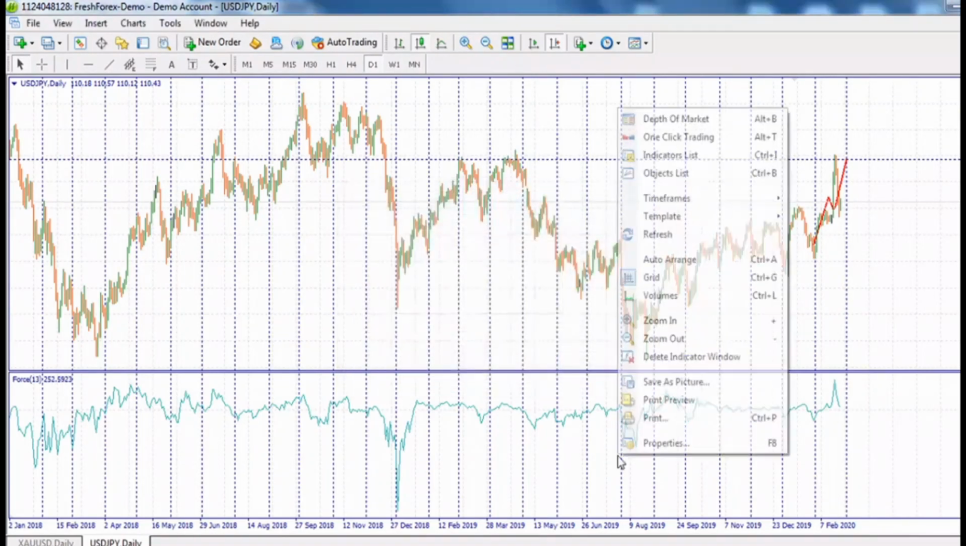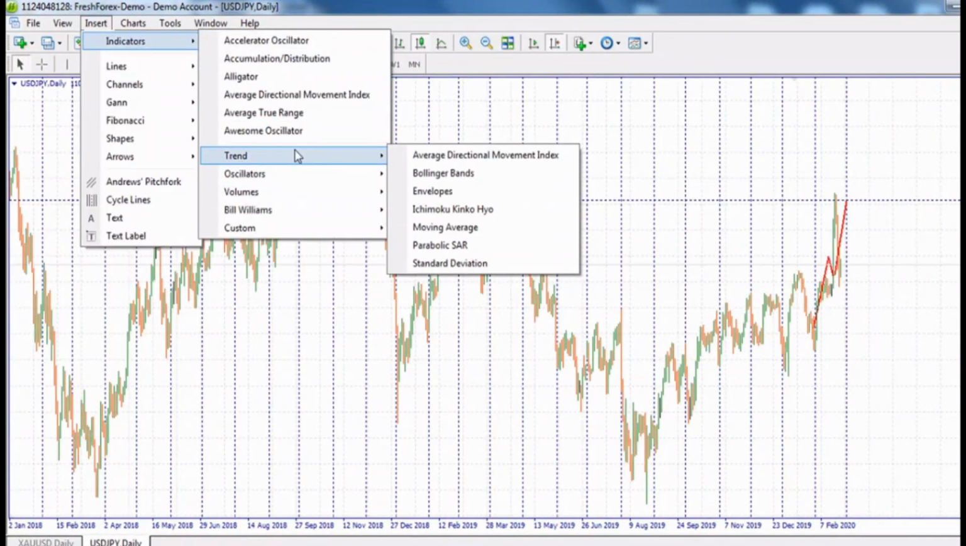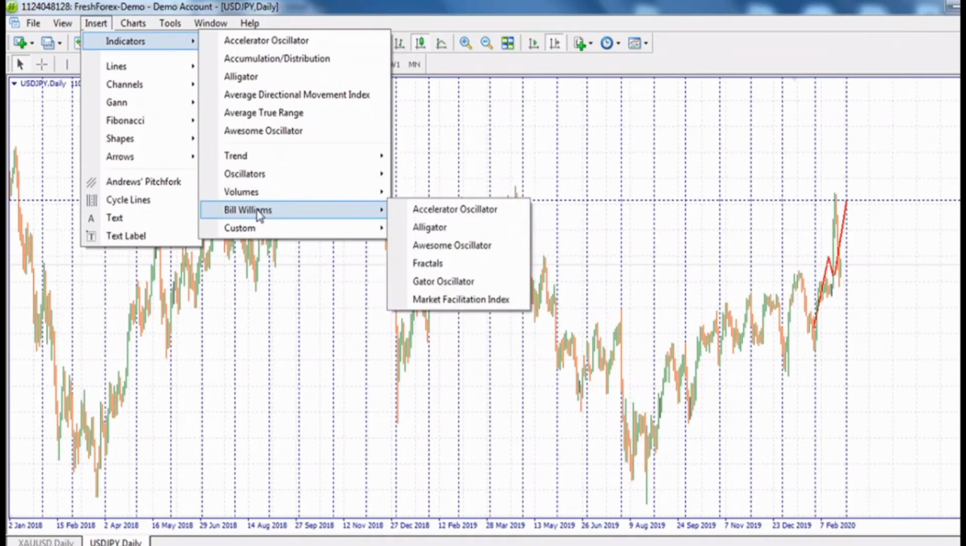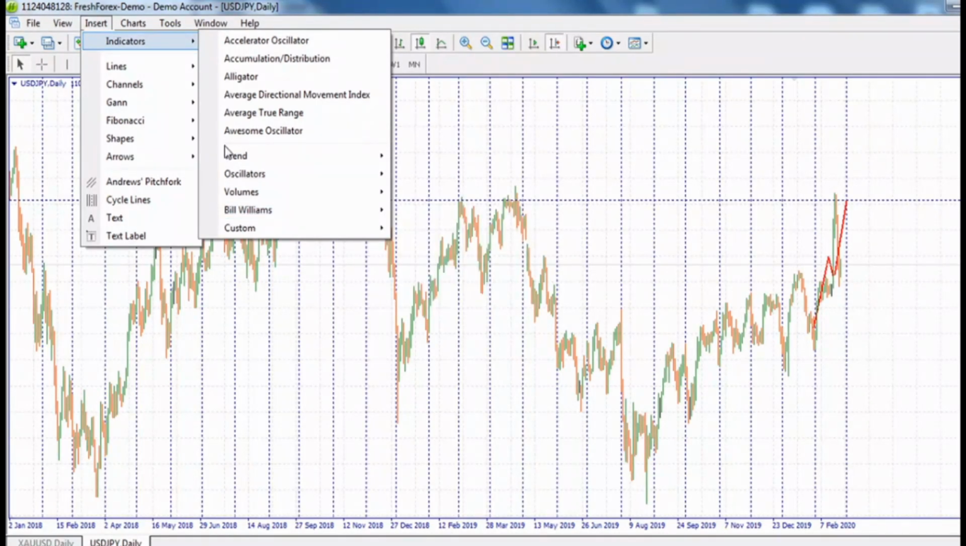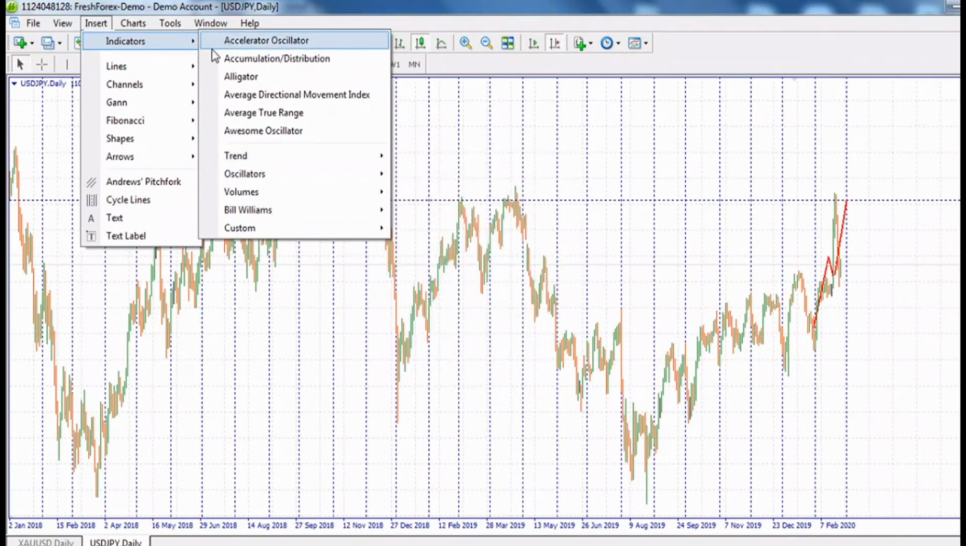So the indicators which I've looked at so far, the ones here under Trend, Oscillators, Volume, and Bill Williams, are standard indicators. They come by default with MT4. If you install your MT4, you'll already find them here. But the ones you used recently are the ones that appear under the first list.